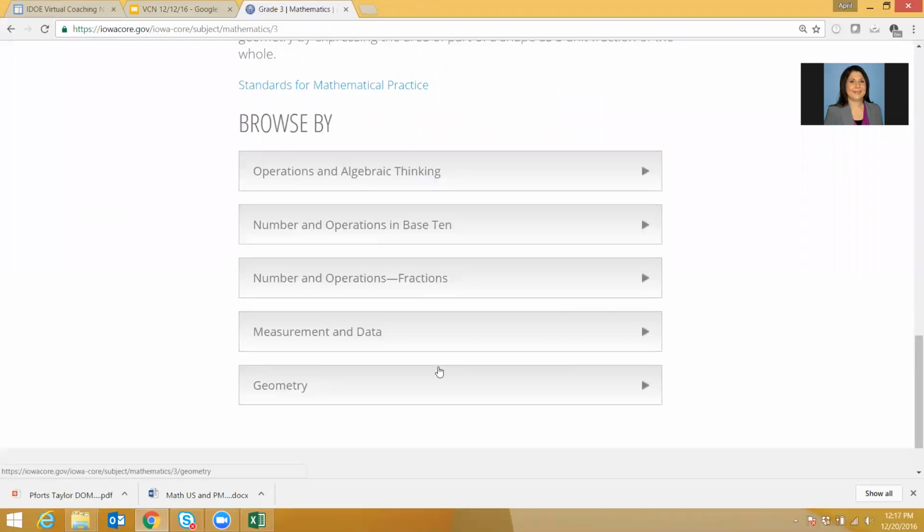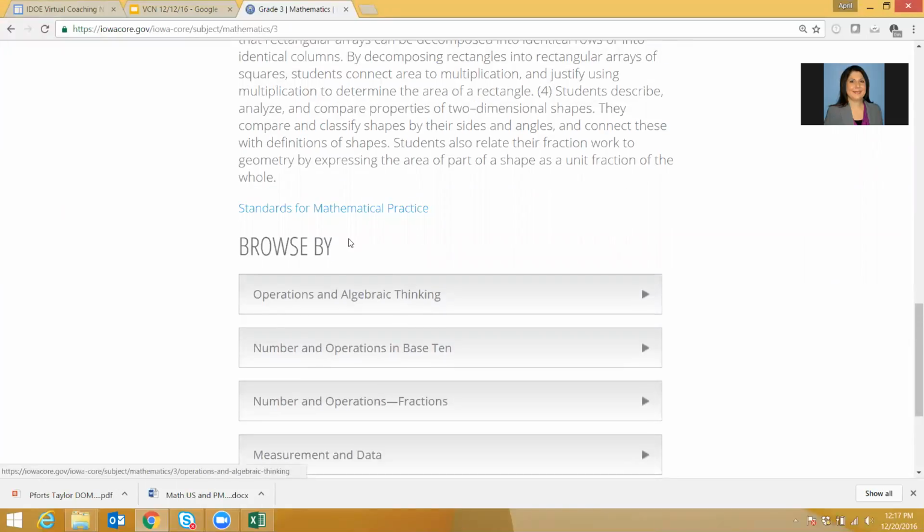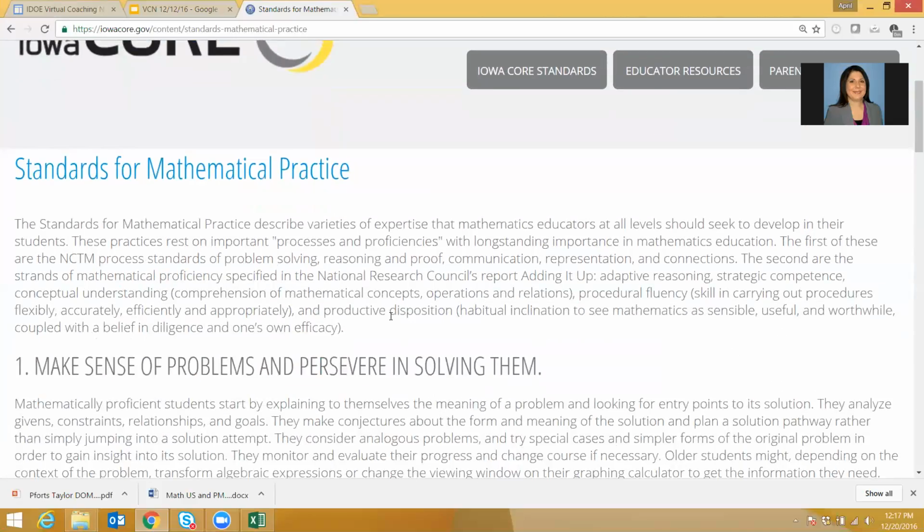When we look at the 3rd grade standards, we know that these are the domains, and I can go into the domains to see the further breakdowns. Another thing is the standards for mathematical practices. These are kind of the process standards. These are how students make sense of the math.